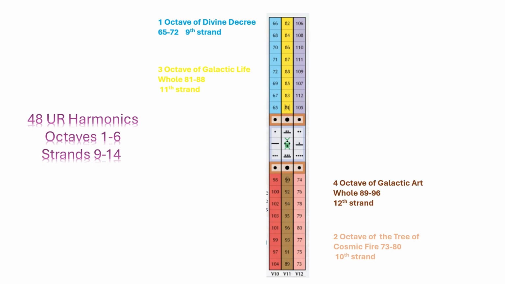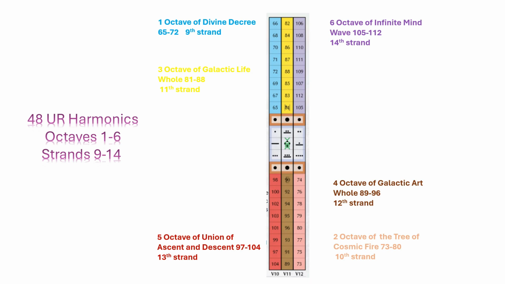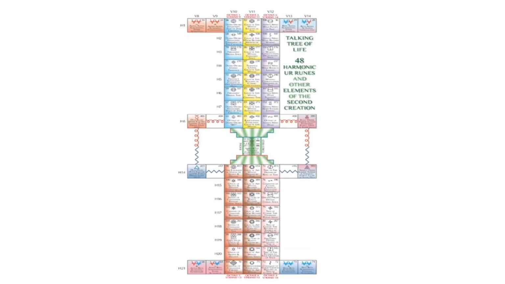The fourth octave of galactic art whole, runes 89 through 96, strand 12. The fifth octave of union of ascent and descent, runes 97 through 104, the 13th strand. Last but not least is the sixth octave of infinite mind wave, runes 105 through 112, strand 14. Each and every one of these strands has commands. On this picture, we see each of the commands of those octaves. It is called the talking tree of life.